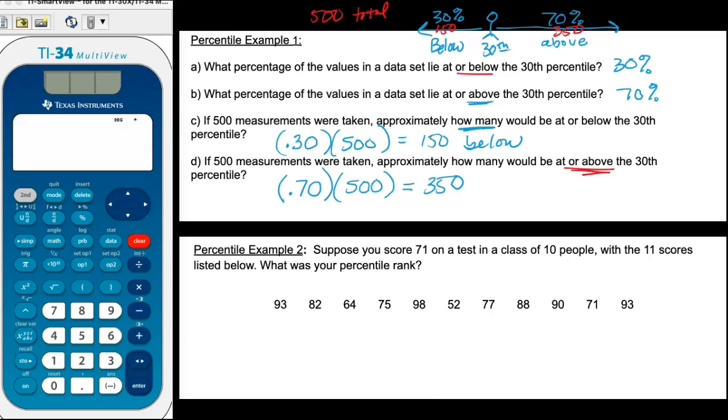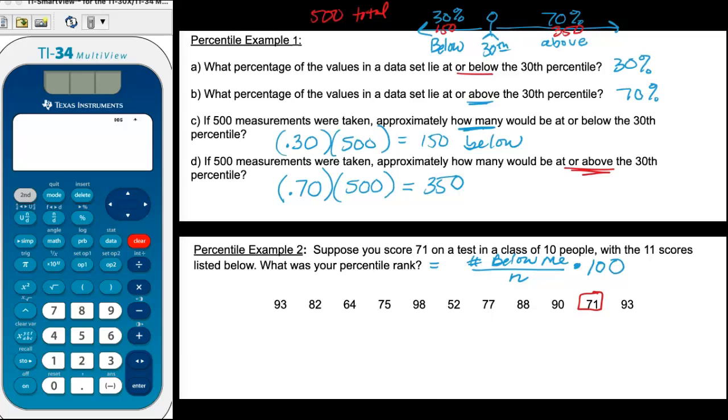So let's look at example 2. Suppose you score 71 on a test of 10 people with the 11 scores listed below. What is your percentile rank? So if I'm 71, it means I'm right here. We need to find the number. So the percentile rank is the number of people below me divided by the total number of values times 100, and then rounded to the nearest integer, or the nearest whole number.